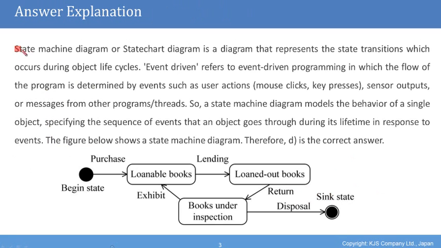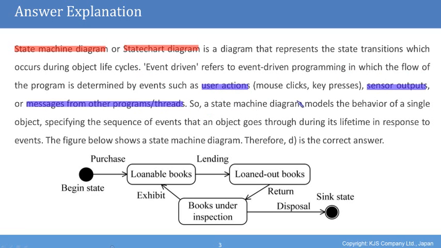State machine diagram or state chart diagram is a diagram that represents the state transitions which occur during object life cycles. Event-driven refers to event-driven programming in which the flow of the program is determined by events such as user actions, sensor outputs, or messages from other programs or threads.